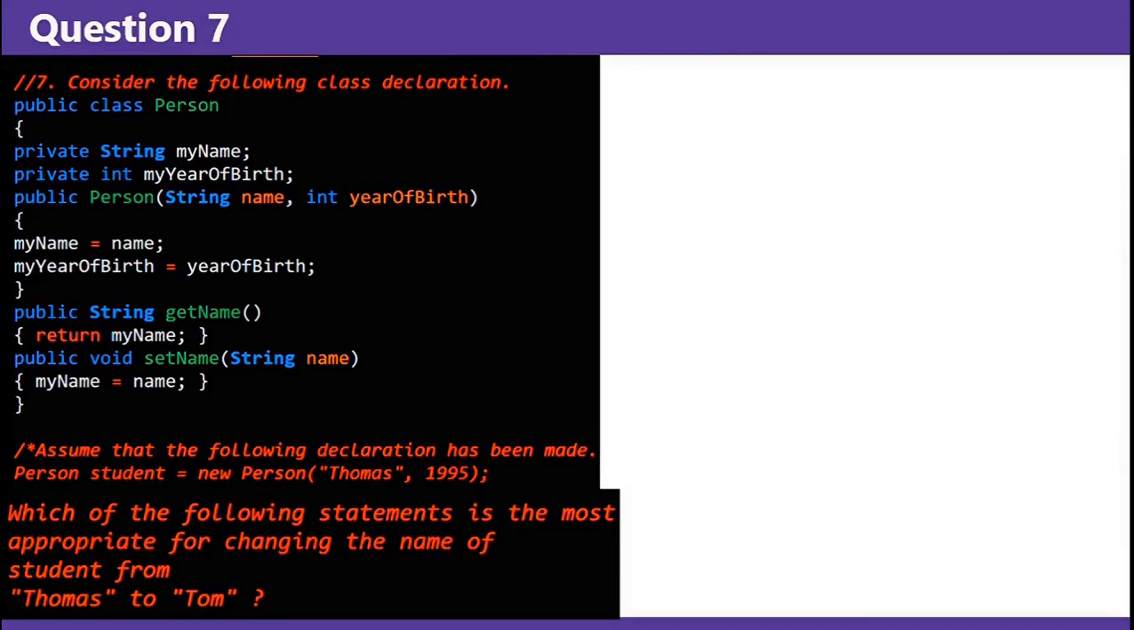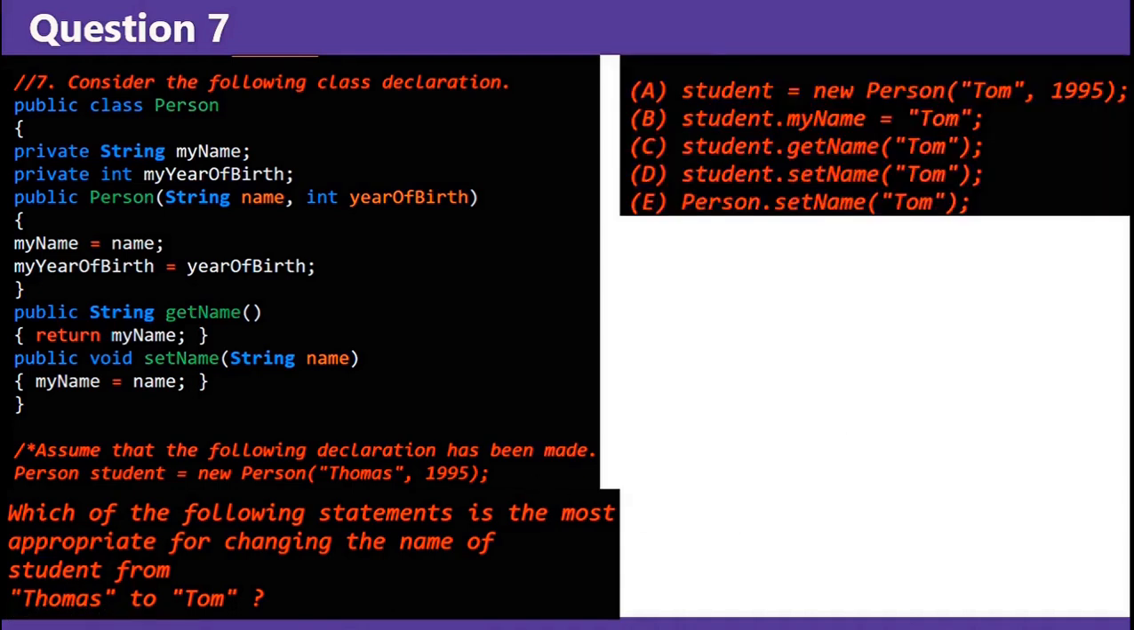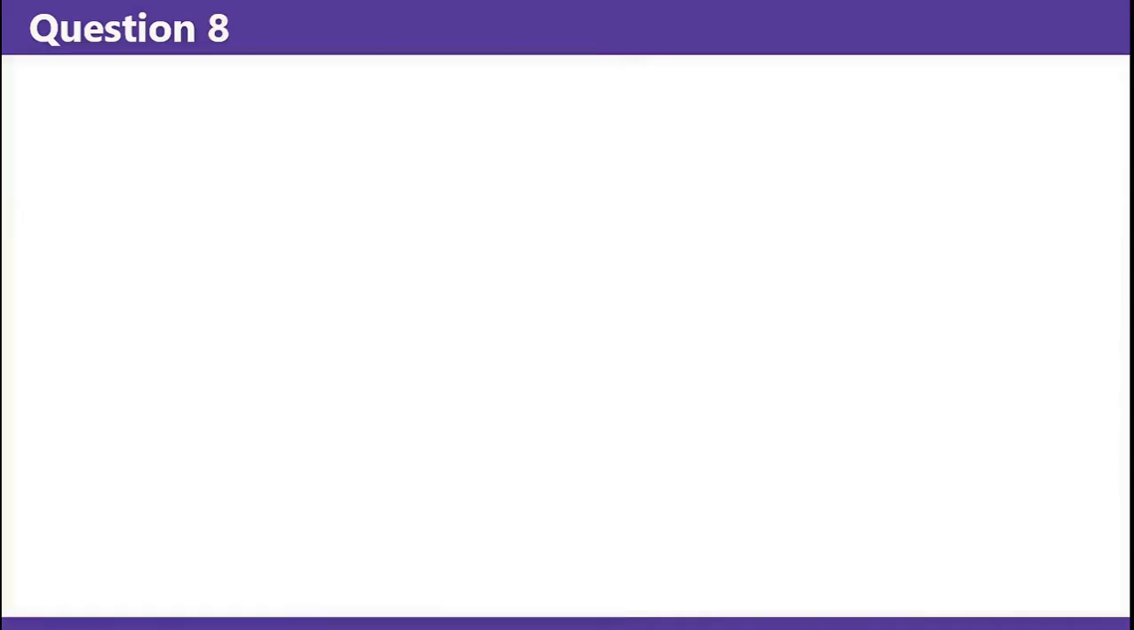For question 7, a whole person class is declared. Assume a declaration has been made where a student variable equals new person with the name of Thomas and a birth year of 1995. Which statement is the most appropriate to change the student's name to Tom? A is making the original person variable no longer exist. B is wrong because my name is private. C is wrong because that won't change the name. Finally, E is wrong because setName is not a static method. So D is your answer.